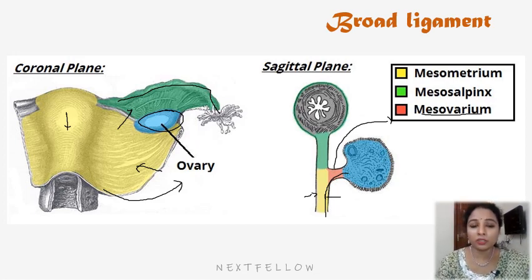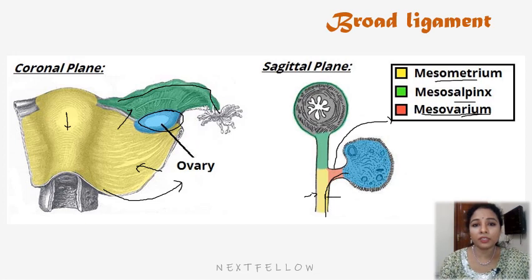Next, the mesometrium, which is the rest of the broad ligament. It is the part of the broad ligament below the mesosalpinx and meso-ovarium. So the broad ligament itself we can divide into mesometrium, mesosalpinx and meso-ovarium. The mesometrium is that part of the broad ligament which is associated with the uterus. The mesosalpinx is a fold which covers the uterine tube. The meso-ovarium connects to the ovaries.